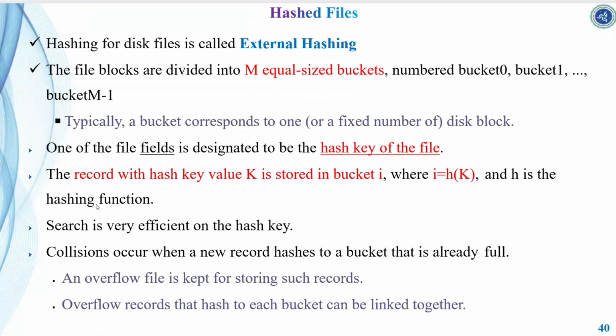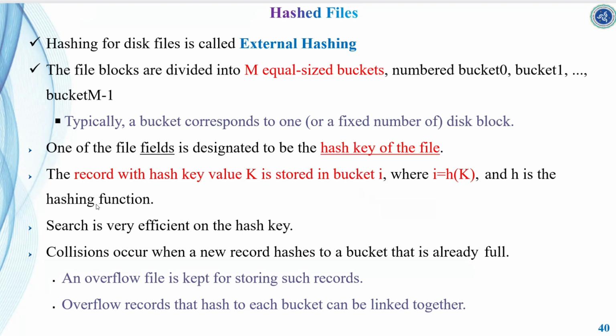So what is a hashed file? A hashed file for a DBMS file is also known as external hashing. If you are given a block of file blocks, we can divide these into n equal-sized buckets, numbered bucket 0, 1, 2, 3, and so on up to n minus 1. Each bucket corresponds to one or a fixed number of disk blocks.